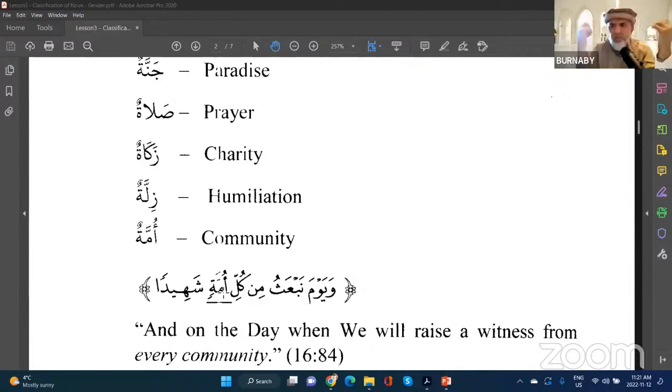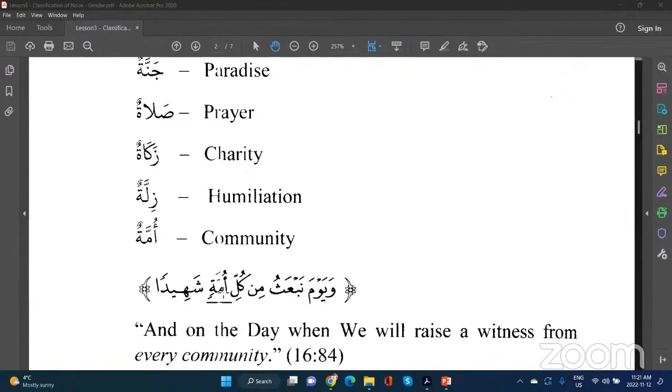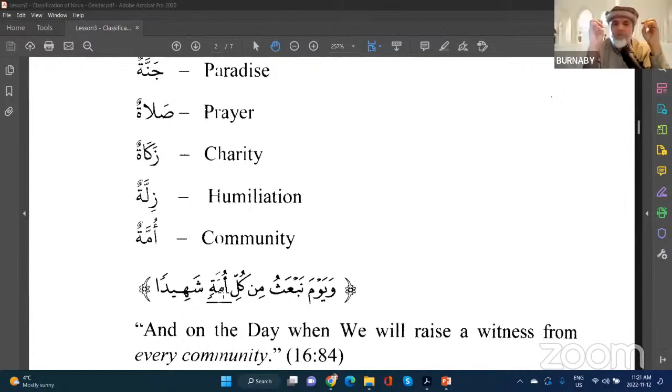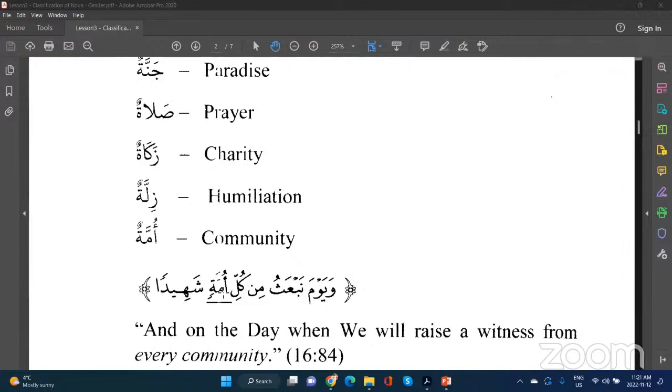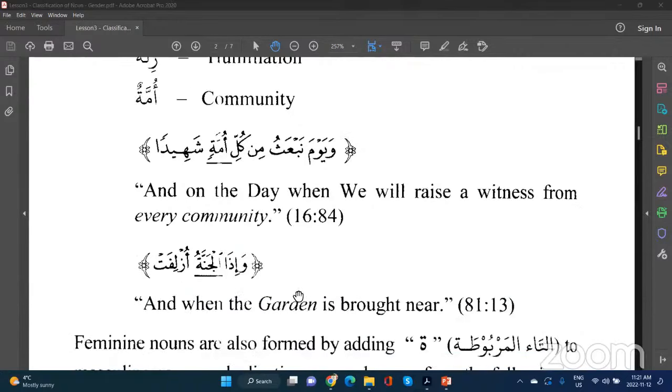Yes, because we're saying one community. We're not saying that community itself is plural, but when the word community is one, right? One community. Yes, our community. Now, is it in the status of rafa or jar or nasab? Rafa. Ummatin. Jar. Sorry, okay. Not a problem.